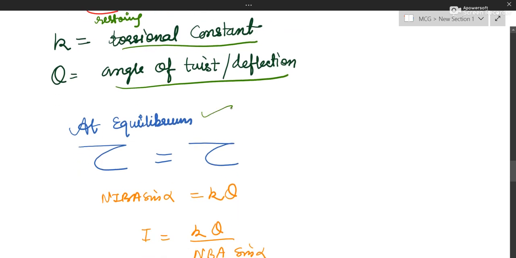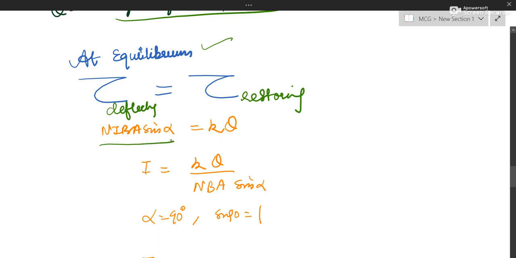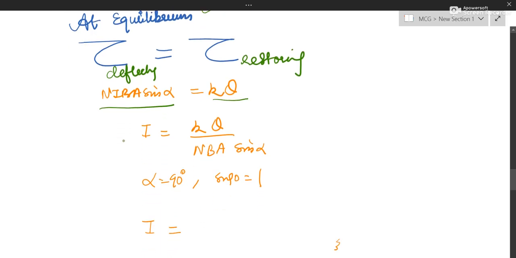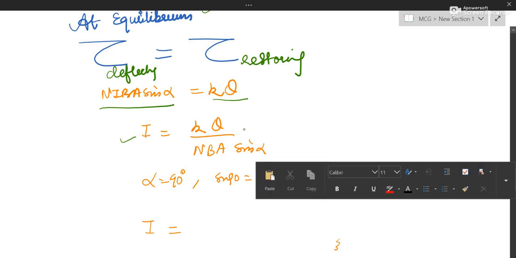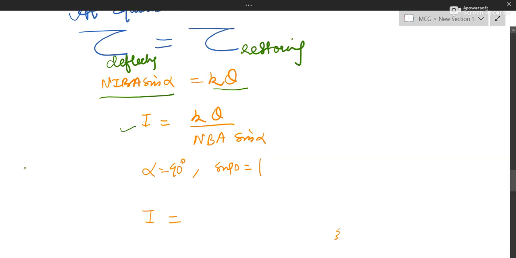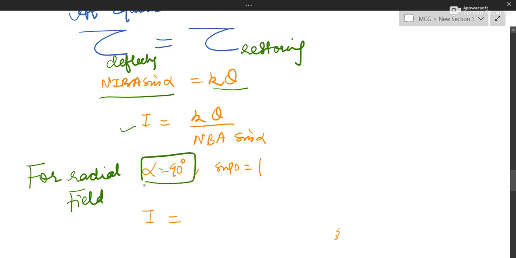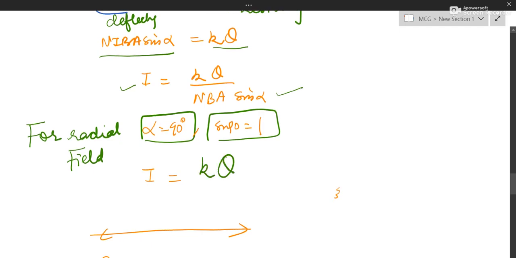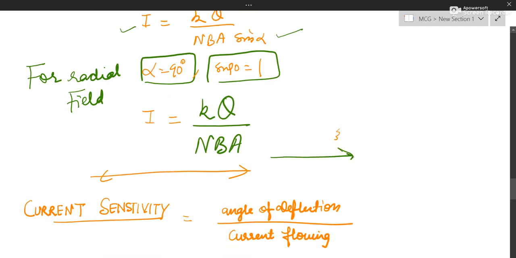Now at equilibrium, both the torques will be equal. That is, deflecting torque is equal to restoring torque. Let us put the formulas of both. One is NIBA sine alpha, one is K theta. So I is equal to K theta by NBA sine alpha. For radial field, because we have employed radial field, alpha is equal to 90, sine 90 is 1, so the trigonometry term gets eliminated. So we are writing I as K theta by NBA. This is to be written as theory and working of moving coil galvanometer.